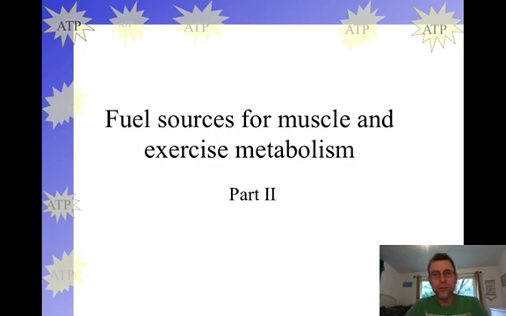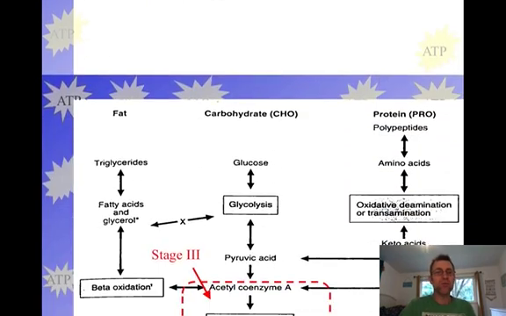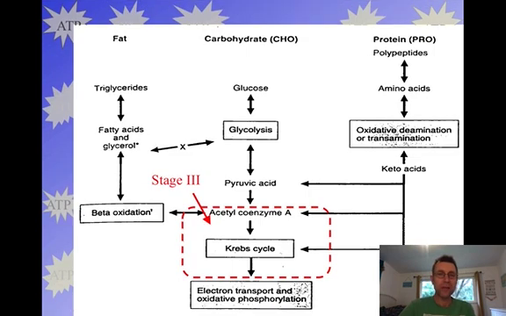All right, welcome to part two for the exercise metabolism talk. We're going to pick up right where we left off last time, which was after phase three of the complete breakdown of a carbohydrate molecule or a glucose molecule. So if you recall, we were going from pyruvic acid or pyruvate to acetyl-CoA. Now we're at stage three, which is the magic of the Krebs cycle.